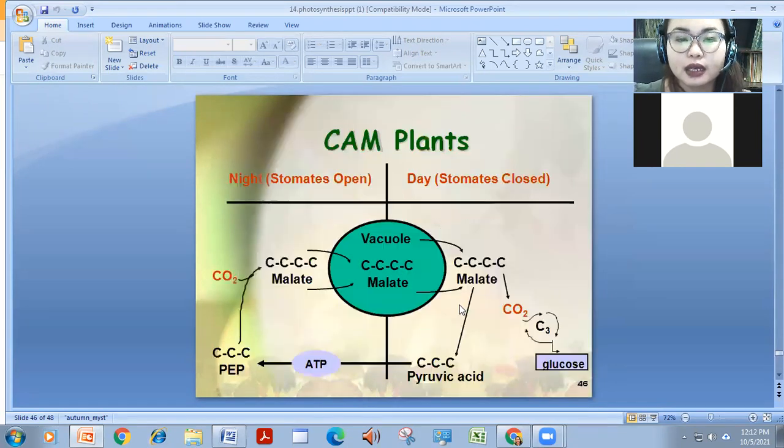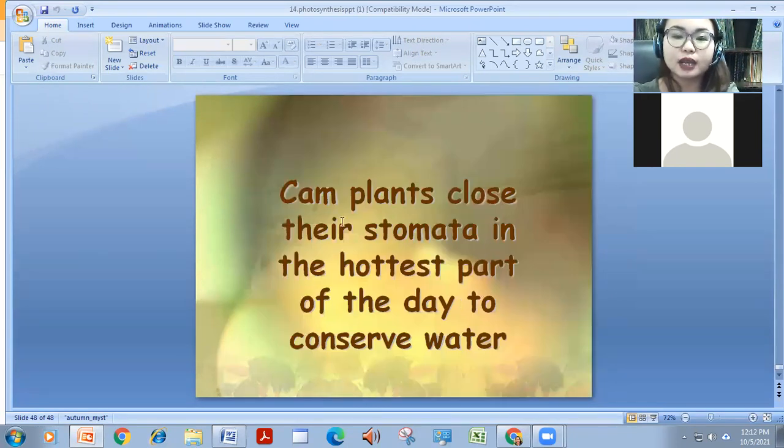So now the question: do CAM plants close their stomata in the hottest part of the day to conserve water? Is it yes or no? Anyone?